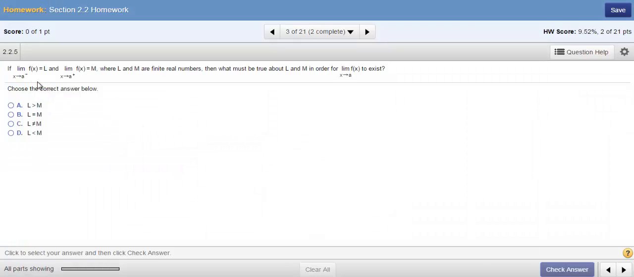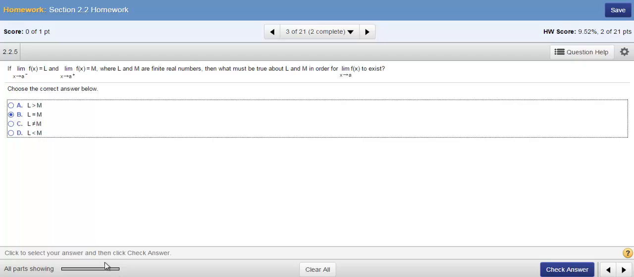All right. So this is telling me that as I approach a from the left, the function approaches L. As I approach a from the right, the function approaches m. It says where L and m are finite real numbers. Then what must be true about L and m in order for the limit to exist? What must be true is that the left-handed limit and the right-handed limit must be equal.